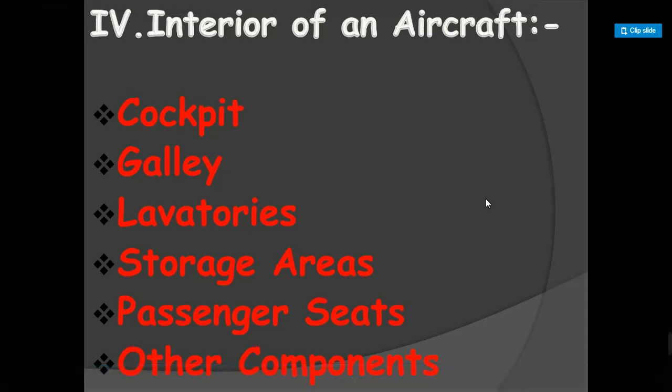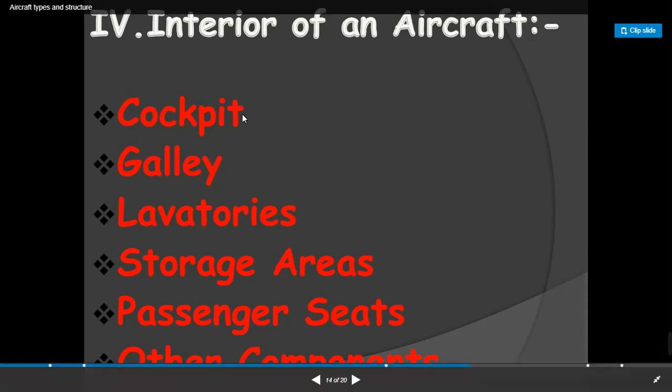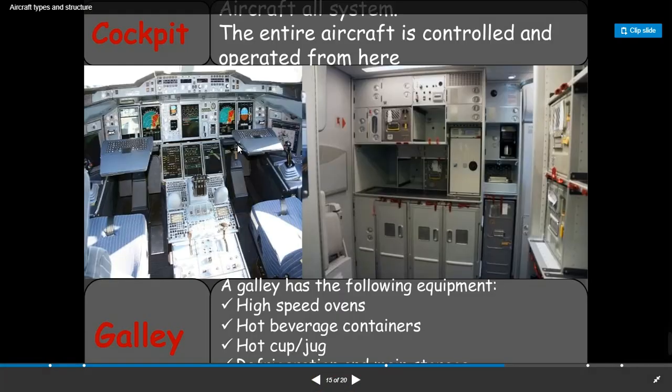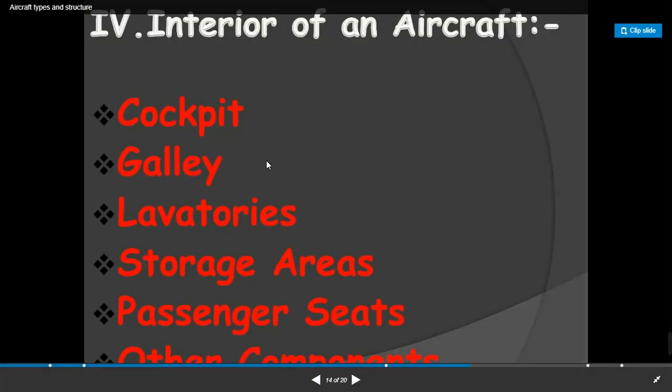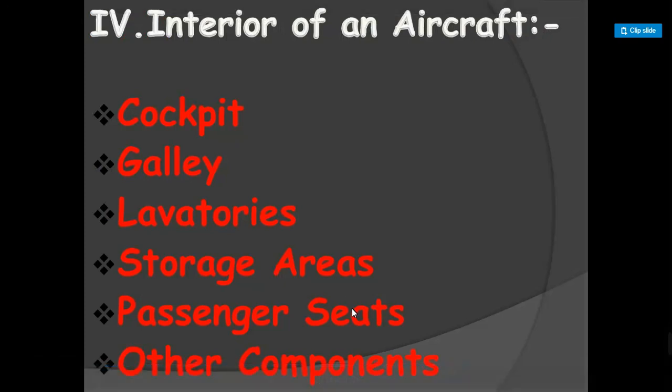So, interior of an aircraft, what's sulod sa aeroplano? If you haven't been on an aircraft before, these are what's inside the aircraft. Pero if you have been to an aircraft, so familiar naman eh. First is the cockpit, and then we have the galley, the lavatories, the storage areas, passenger seats, and other components nga pwedeng i-add sa airline company.